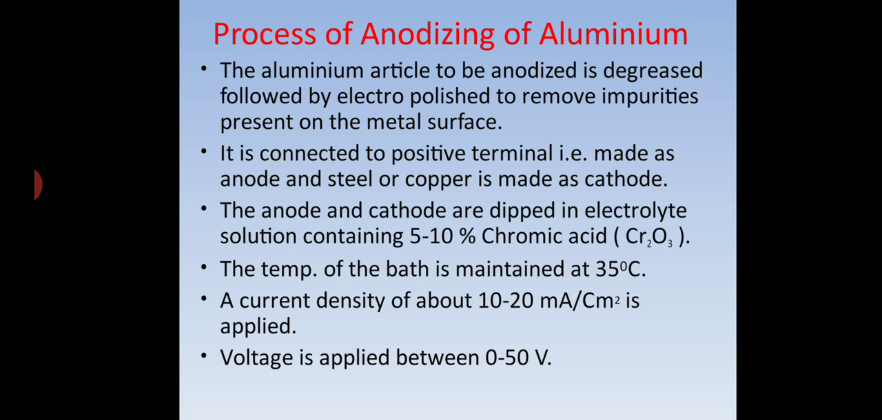Then what is the plating bath composition? It contains 5 to 10% chromic acid. Then we need to maintain the temperature of the process, which is 35 degrees Celsius. Then, since we are passing electricity through it, properties such as voltage and current density must be maintained. A current density of about 10 to 20 milliamps per centimeter square is applied. Then the voltage applied is 0 to 50 volts.